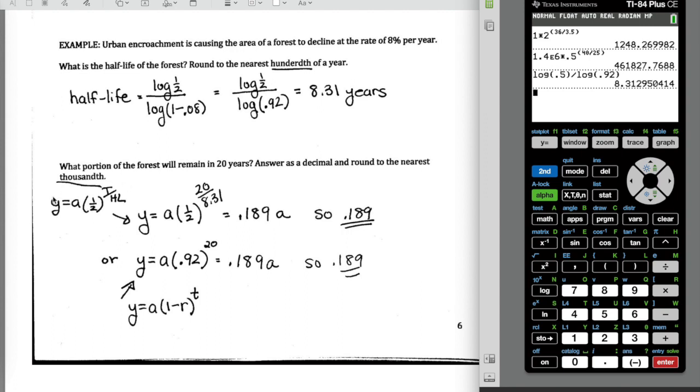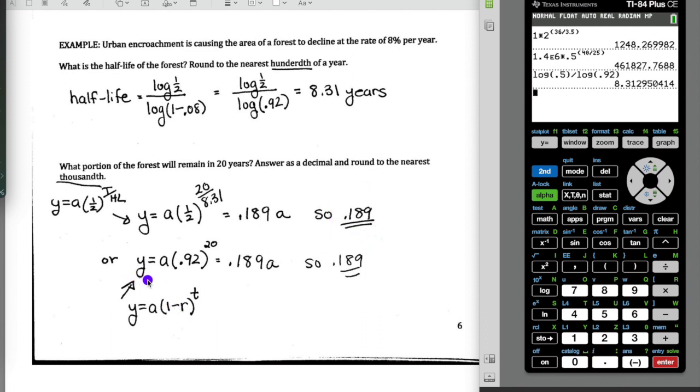So here's the equation we're using. We have the initial value times 1/2 raised to the power of the time that has passed divided by the half-life. So I'm going to plug all of that in, and when I put in the calculator a half raised to the power of 20 divided by 8.31, we get 0.189a, which means if we start with a and we end up with 0.189a, our factor would be 0.189.